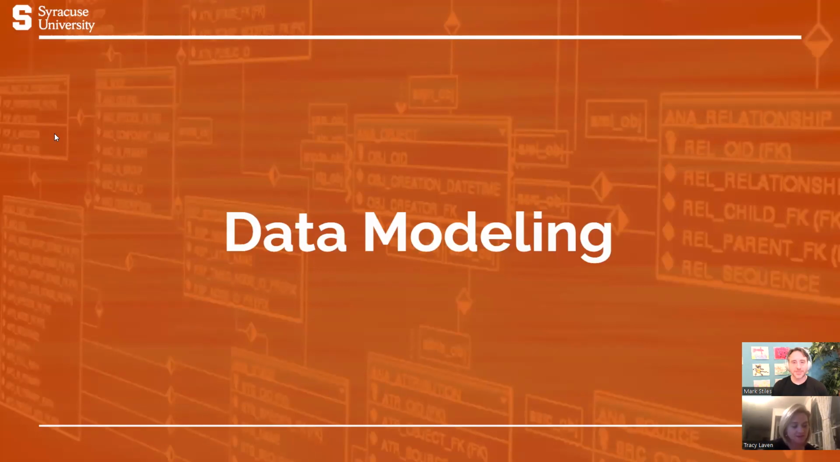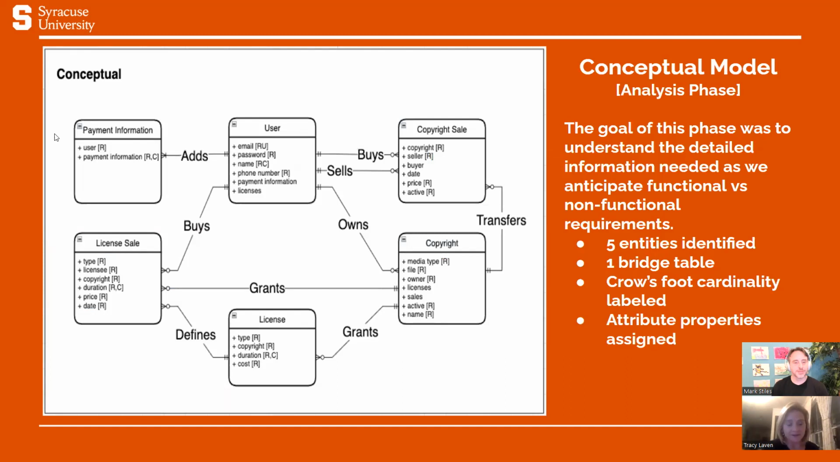Okay, so going into our data modeling is the next section that we'll cover. So here you will see our conceptual model. This is part of the analysis phase. The goal of this phase was to understand the detailed information that we needed so that we can anticipate our functional versus non-functional requirements. We have all 6 of our entities listed here. We have the crow's foot cardinality clearly labeled, and all of our attributes are assigned, as you can see, whether it's required, composite, or not required.